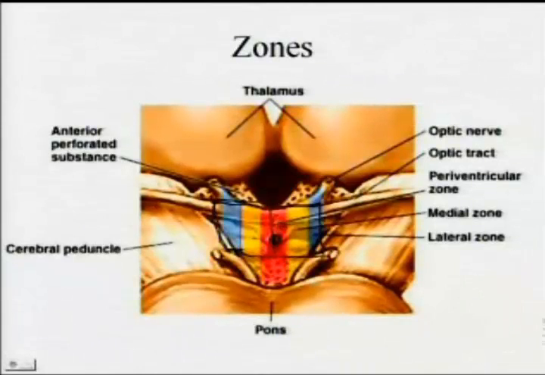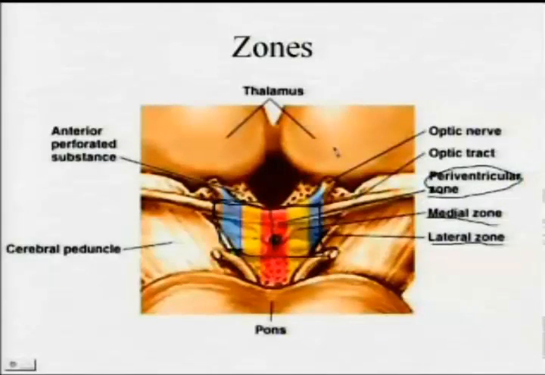So then we can see the zones. There's a periventricular zone in red here, so a right and a left. And in the yellow, the medial zone, and then the bluish color is the lateral zone. So there are three zones of the hypothalamus: periventricular, next to the third ventricle, medial zone, and then the lateral zone. The periventricular zone contained, as we'll see, the nuclei that we just described, most of which make up the endocrine hypothalamus.